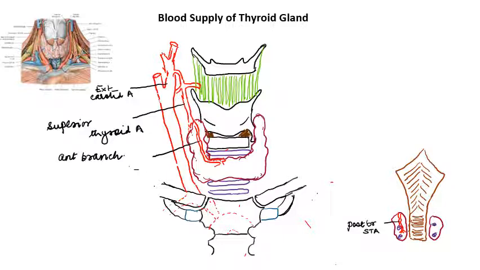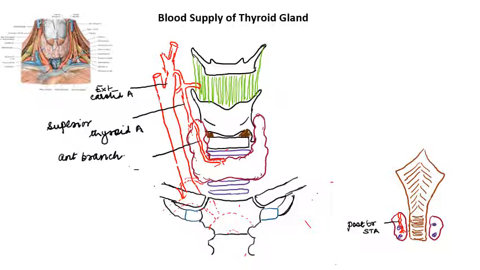From the first part of the subclavian artery arises the thyrocervical trunk. And from this thyrocervical trunk arises the inferior thyroid artery. This runs behind the carotids. It arches and loops behind the carotid to reach the base of the thyroid gland, before it pierces the pretracheal fascia and the capsule of the gland.